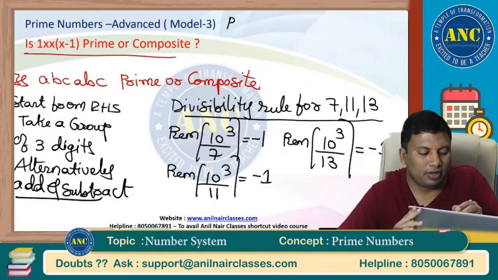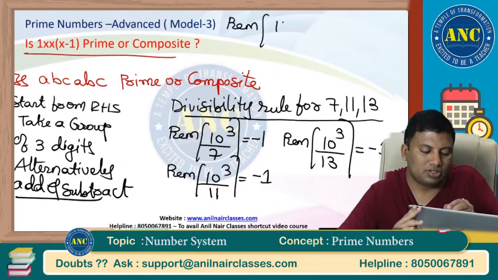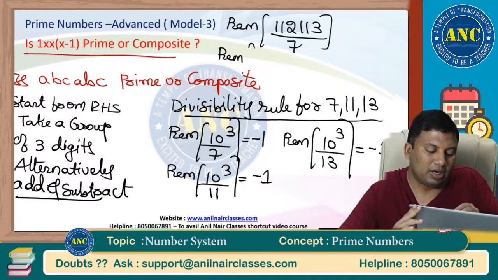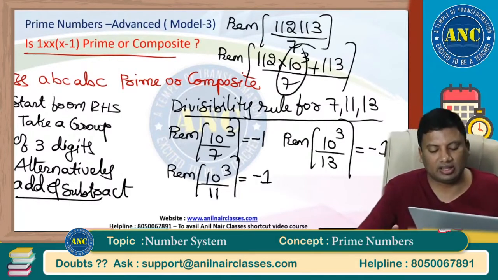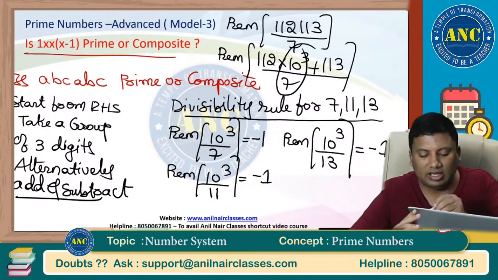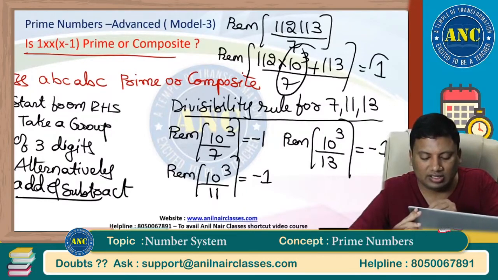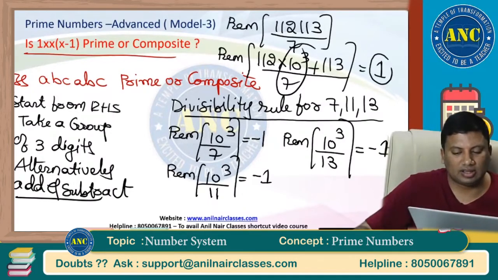One example. Suppose it is 112,113 divided by 7. This is nothing but 112 into 10 cube plus 113 divided by 7. 10 cube by 7 is nothing but minus 1, so 113 minus 112. The answer is nothing but 1.